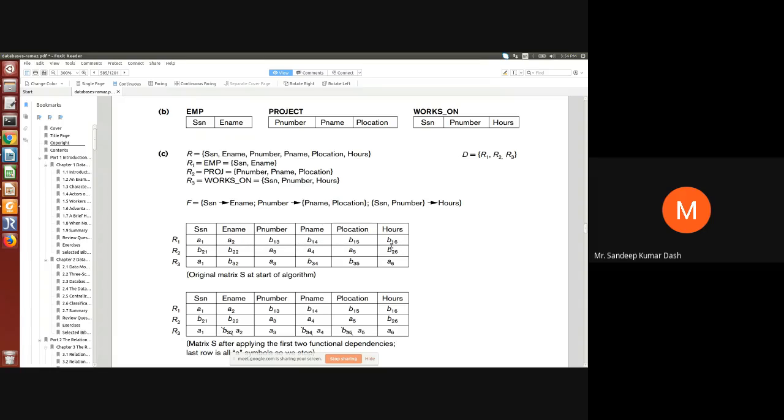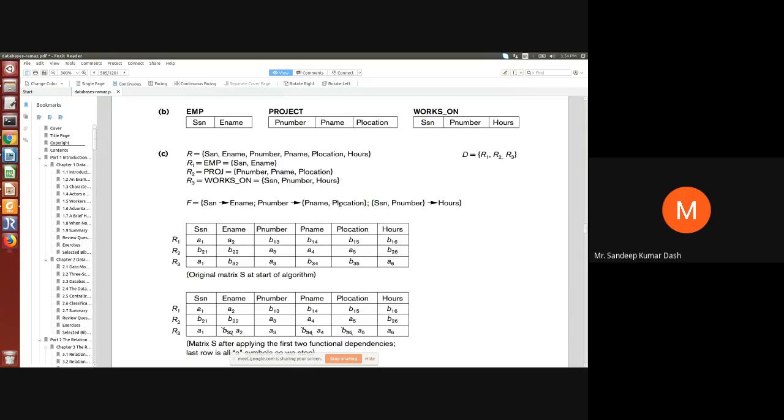Now I will try to convert all of the B into A. Whatever I can do, I will try. Okay. So how to try? Based on the given functional dependencies. So SSN, ename is already there. These are A. No problem.